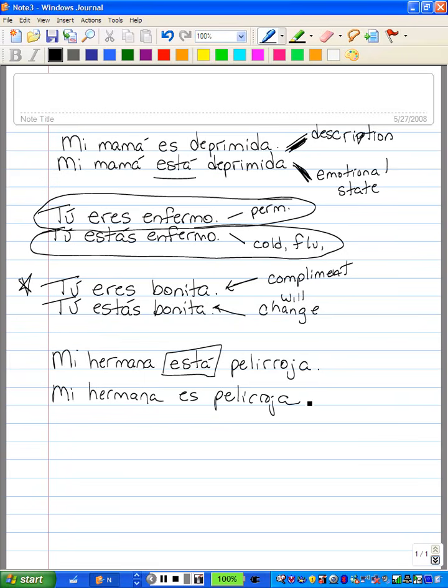Alright, what I'm trying to show you in all these sentences right here is that just with the simple change between ser and estar, some things that you try to imply or say can change the meaning drastically. So you want to make sure that you're using the right one for what you're trying to convey.